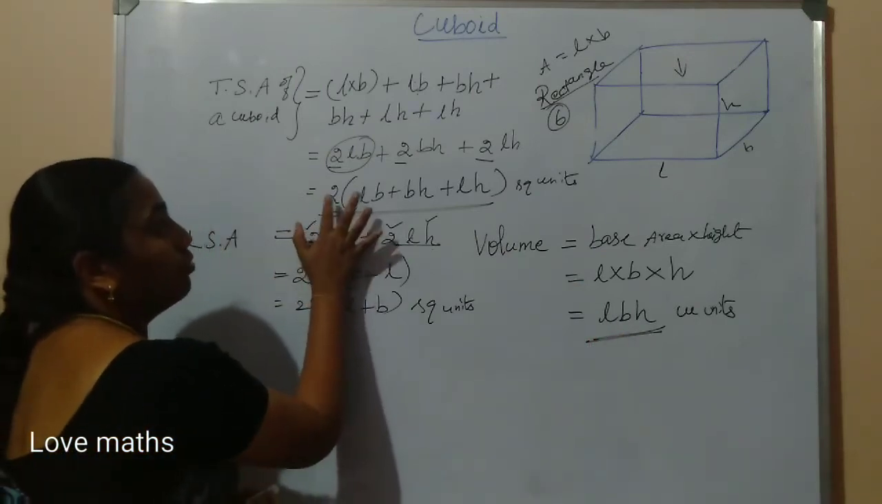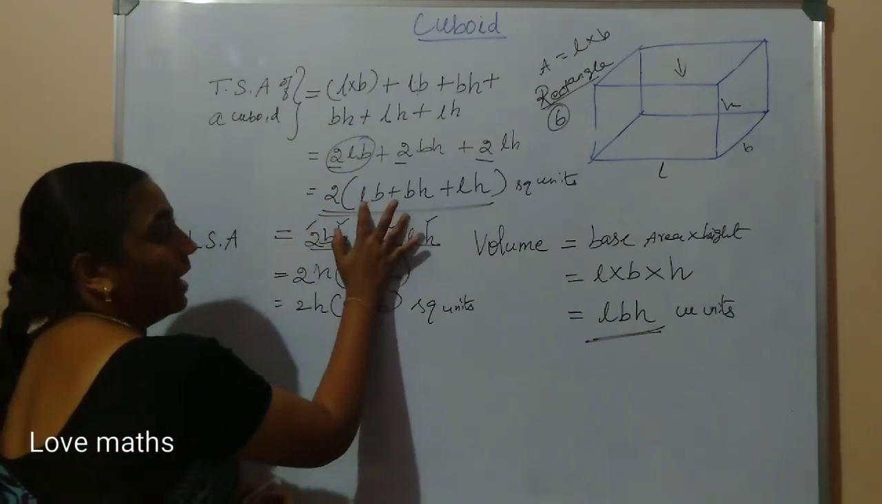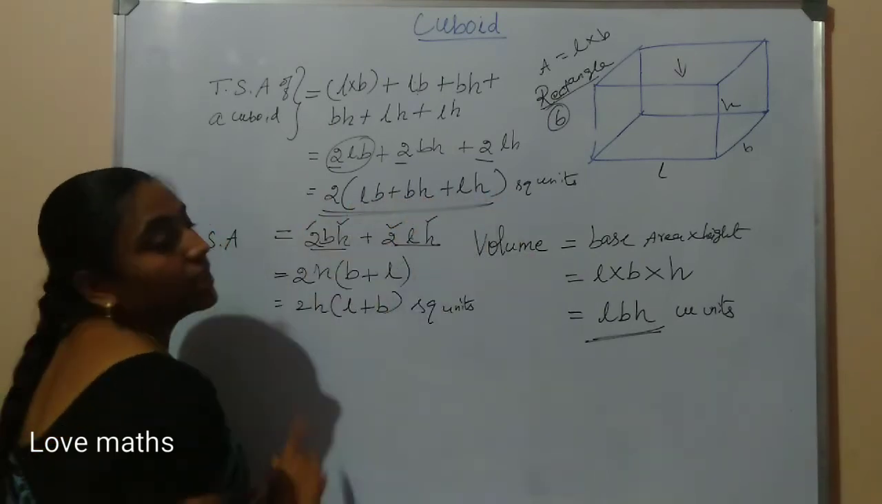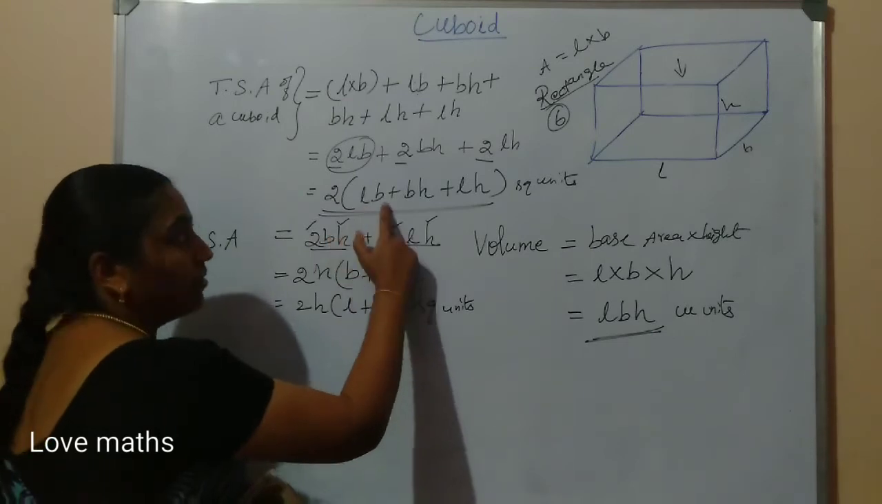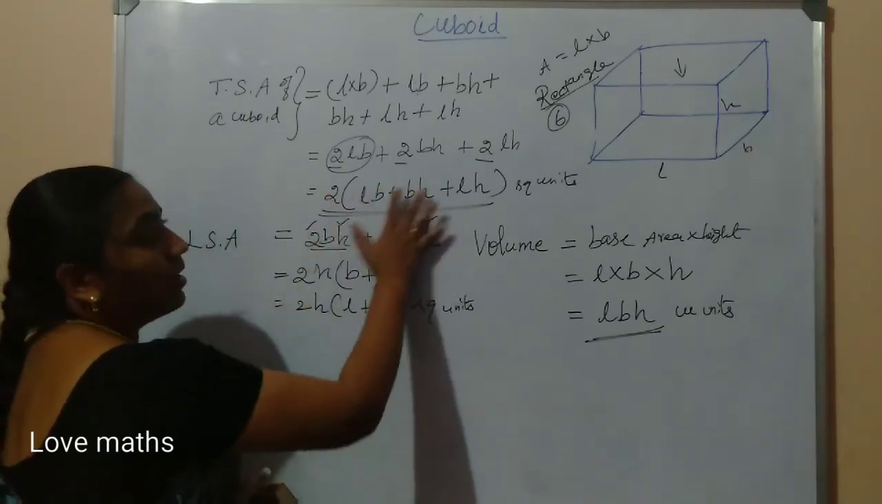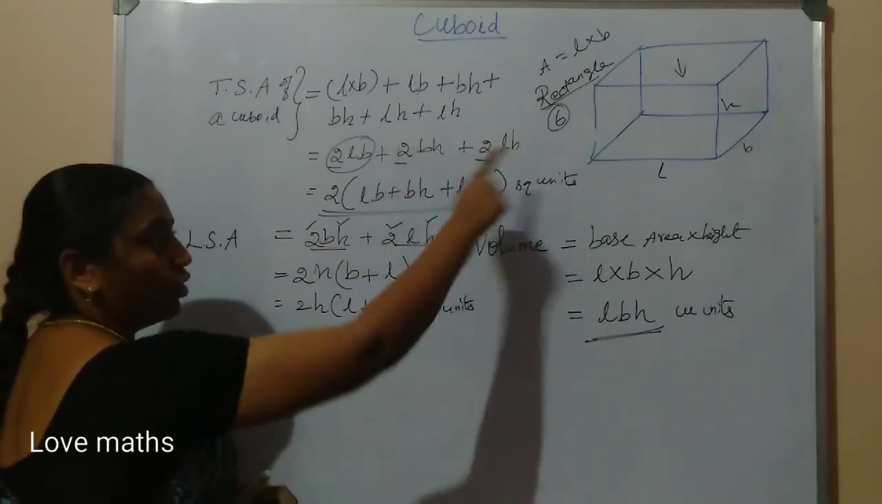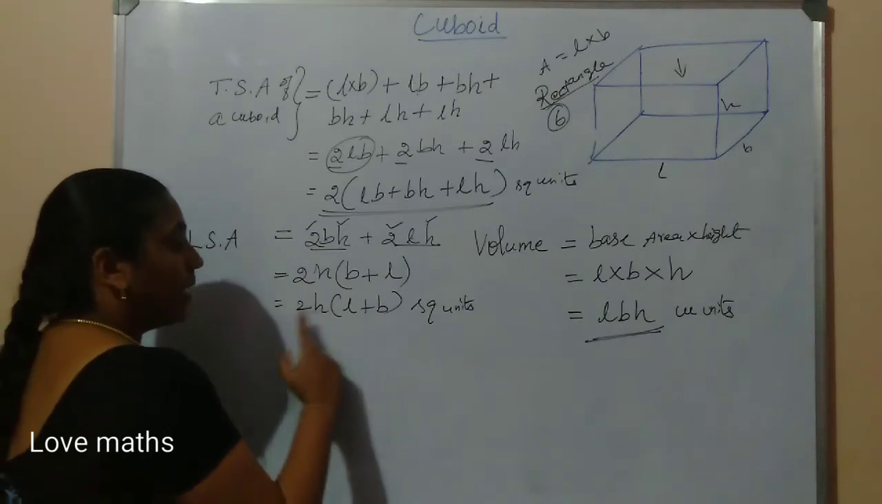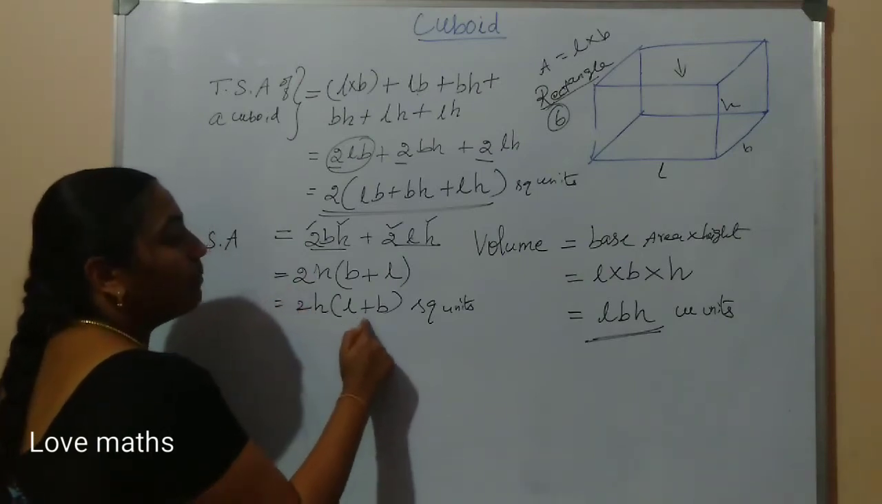How to read: 2 into LB plus BH plus LH. These 2 are common for all the 3 terms. L means length, B means breadth, H means height. These are all based on the cuboid: length of the cuboid, breadth of the cuboid, height of the cuboid. Next also the same, 2H into L plus B.